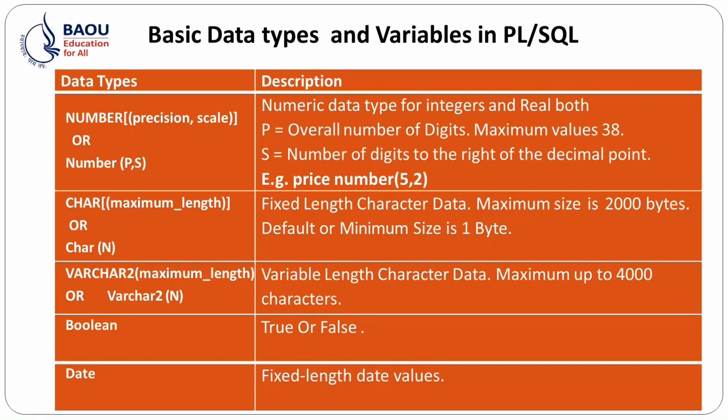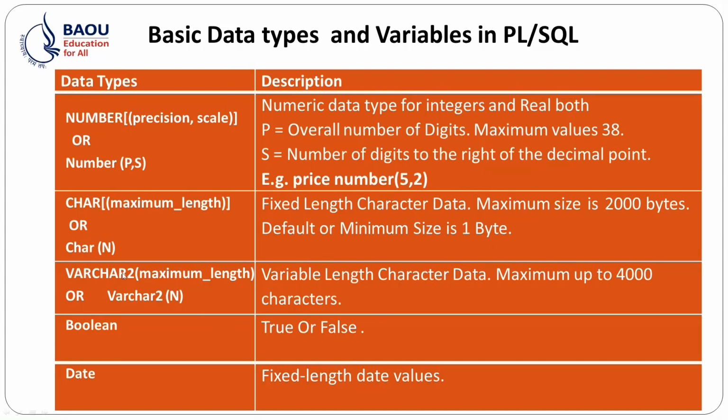Now the character data type. The syntax is character with the length in brackets. We can use the character data type to store fixed length character data, and it takes an optional parameter that specifies the maximum length up to 2000 bytes. If we do not specify the maximum length, the default size is 1 byte. It is fixed length, so there is a wastage of memory.